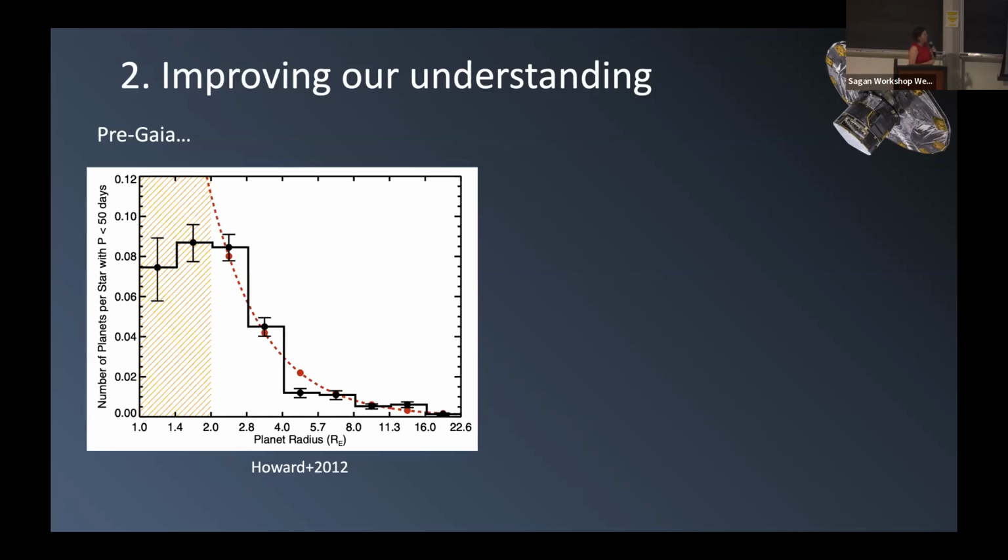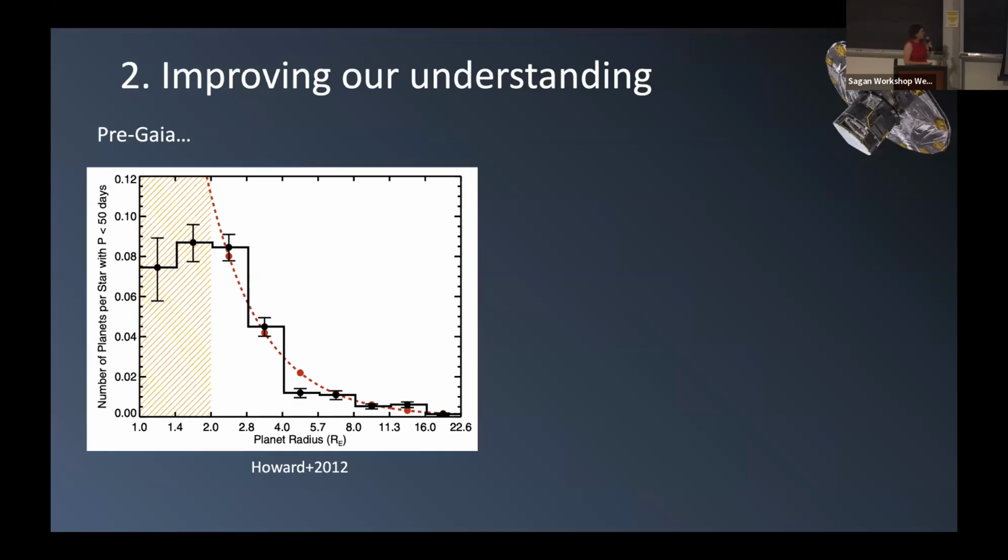Okay. The point of Kepler was statistics. It was a statistics mission. How common are Earth-sized planets in the habitable zones of sun-like stars? While we're on the way there, which is a very difficult journey, let's work out how common other kinds of planets are, closer in, bigger planets, easier to do.